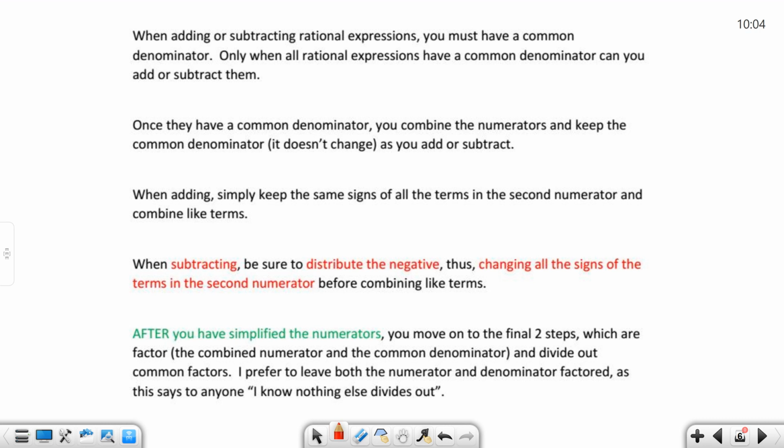After you have simplified the numerators, you move on to the final 2 steps, which are to factor the combined numerator and common denominator, and divide out common factors. And this is a preference that I have. I prefer to leave both the numerator and denominator factored, as this says to anyone that looks at it, I know nothing else divides out. I ask my students to do the same on tests and assignments. Show it to me factored so that I know that you know that nothing else divides out.